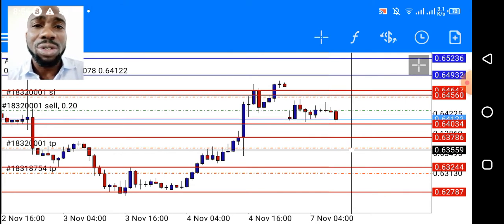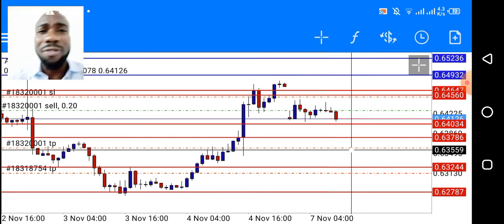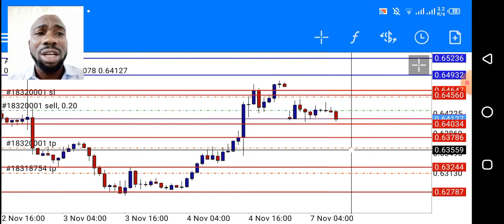I took a sell trade on Australian dollar USD this morning, and I want to share with you the reason why I executed a sell trade on Australian dollar USD. Now, you would see that I've done my analysis. That was, I think, on Friday or Saturday. I've already identified my entry levels for sell and entry levels for buy.